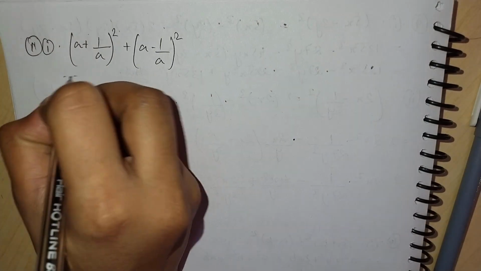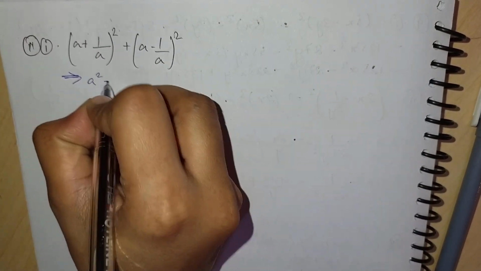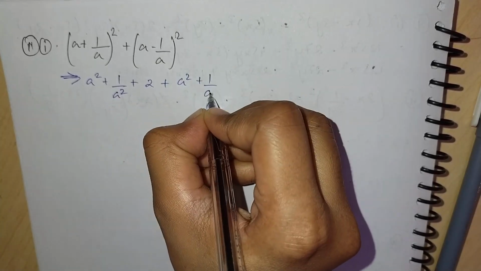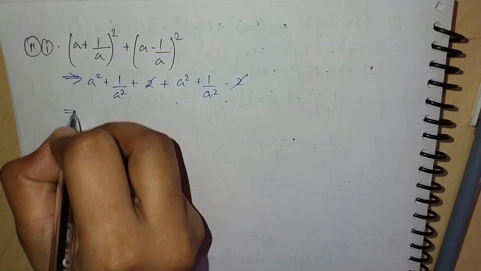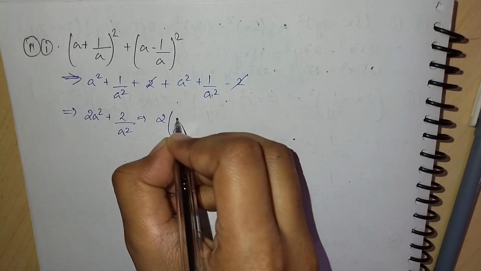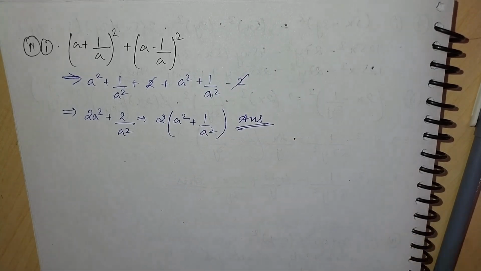So here, applying the formula (a + 1/a)² = a² + 1/a² + 2, plus (a − 1/a)² = a² + 1/a² − 2, we cancel out the middle terms. We will get 2a² + 2/a², which equals 2(a² + 1/a²). So this is the answer in this question.